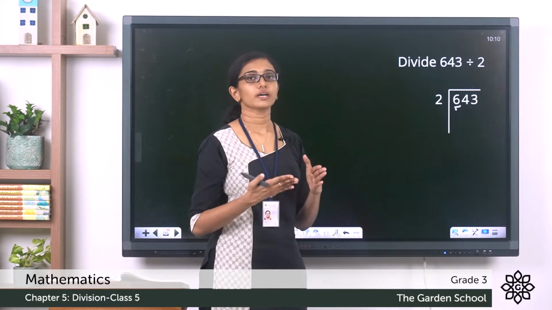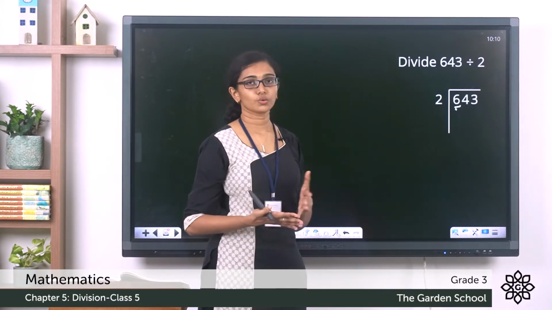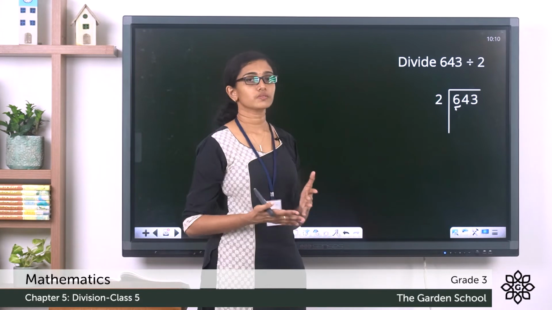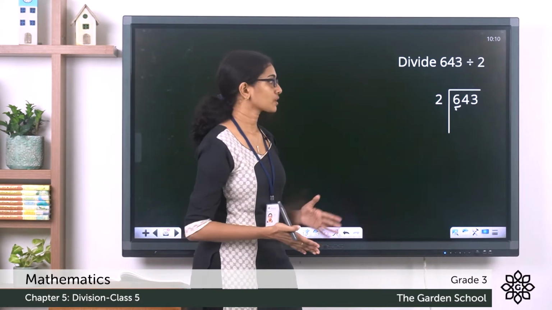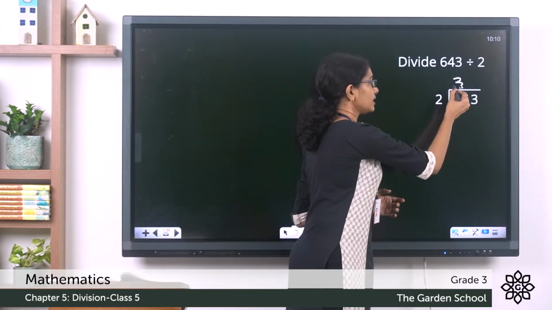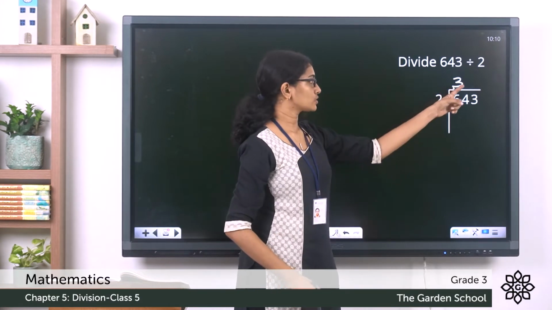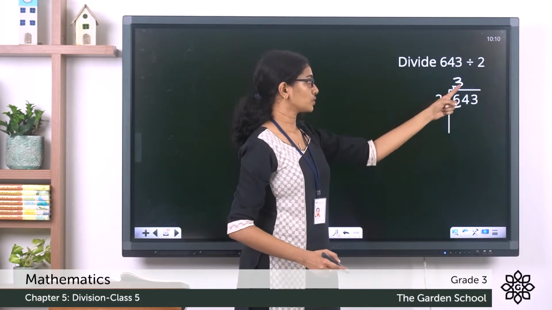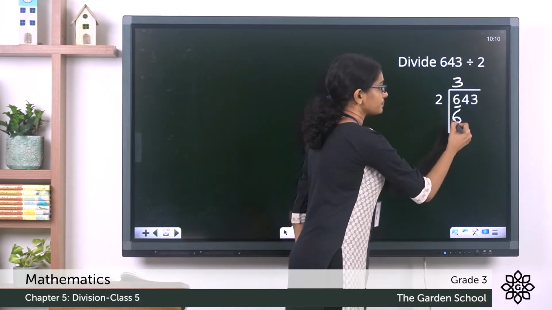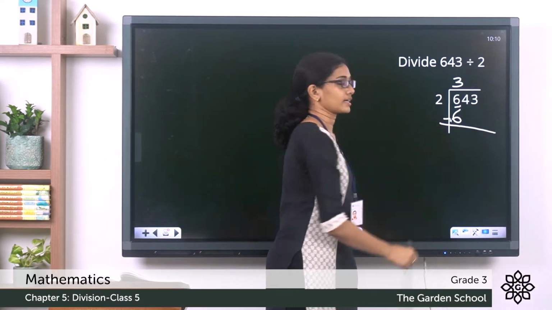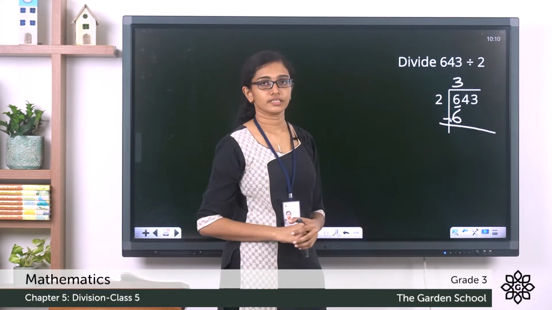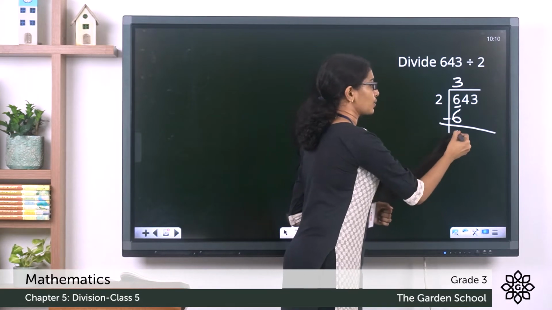That is 2 into 1 is equal to 2. 2 into 2 is equal to 4. And 2 into 3 is equal to 6. So let's write that 3 over here. Then multiplying this 3 into 2 or 2 into 3. We get 6 here. Then we subtract 6 minus 6 and we get 0 here.